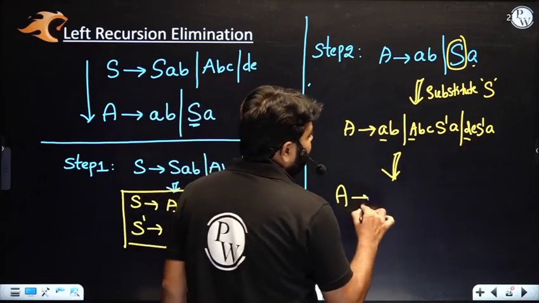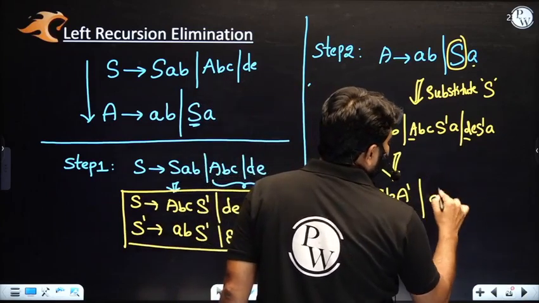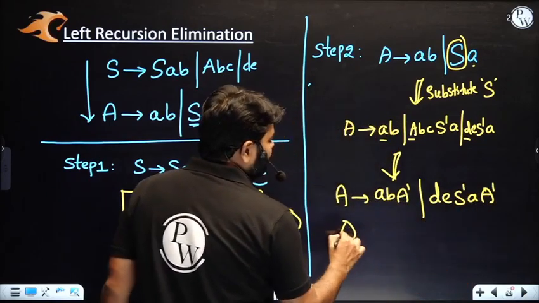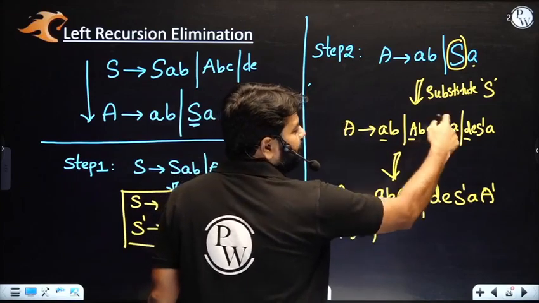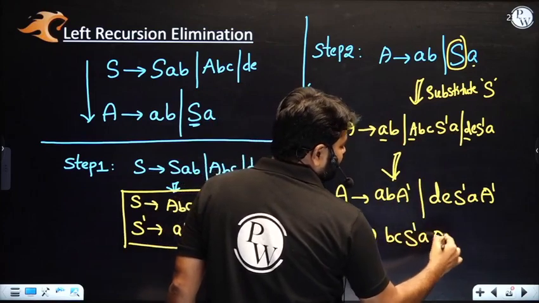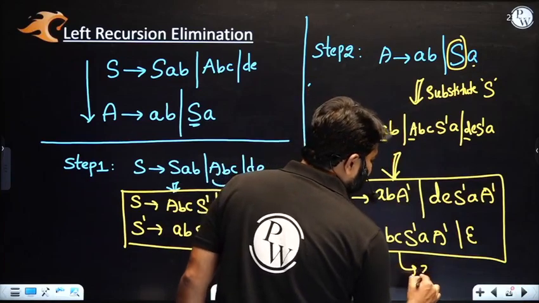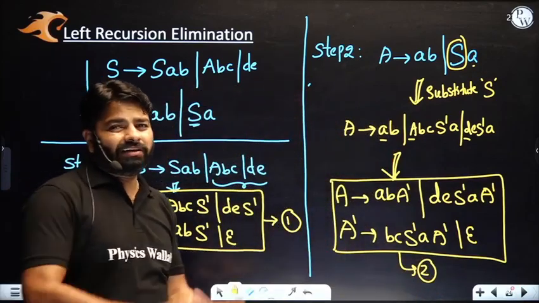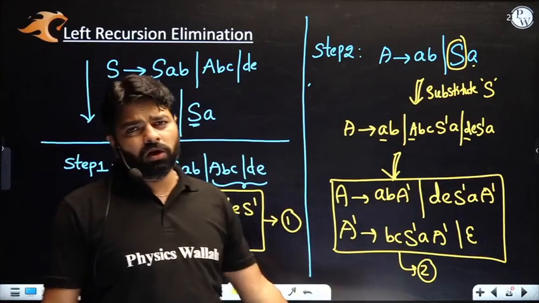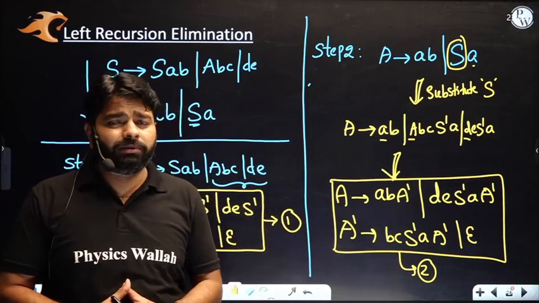We will write here A, this is like a beta 1, this is like a beta 2, A dash, and that A dash is going to repeat the B, C, S dash, A dash, or epsilon. This will be in the final answer. This is second. So combine 1 and 2, you will get the final grammar which is free from left recursion. That's all. You know how to eliminate for two non-terminals, then you can apply the same approach for any number of non-terminals.